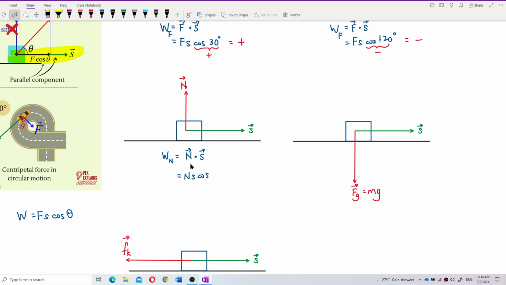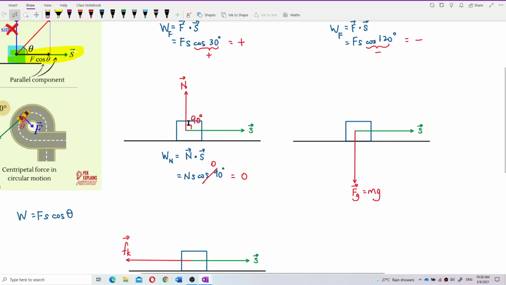What is the angle between normal and displacement? If the angle is 90 degree, perpendicular, isn't it? The normal force is always 90 degree to the displacement. So this one we use cosine 90. So what is actually cosine 90? You press calculator, you surely get cosine 90 is 0. So that's why work done by normal force normally is 0. Okay, so it has 0 work done.